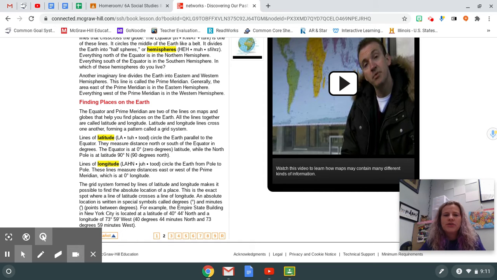All right, so this should sound somewhat familiar from the videos that we've watched. We did an Edpuzzle on latitude, longitude, and then we just did a vocabulary on latitude and longitude. So just remembering that the latitude lines are parallel to the equator, so they go across the Earth like this, and they're measuring distance north or south of the equator, and then the longitude lines are up and down, and these lines measure distance east or west of the prime meridian.